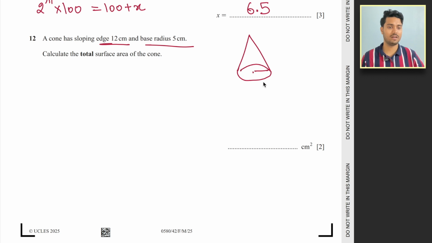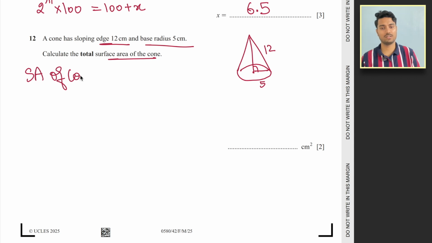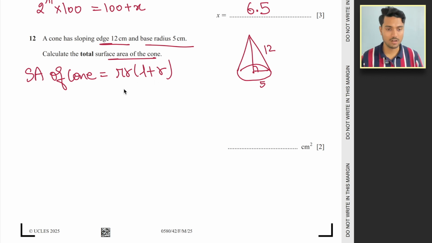Base radius is 5 and the sloping edge is 12, and they are asking us to find the total surface area of the cone. The total surface area of the cone formula is pi r L plus r, right? Yes, pi r L plus r.